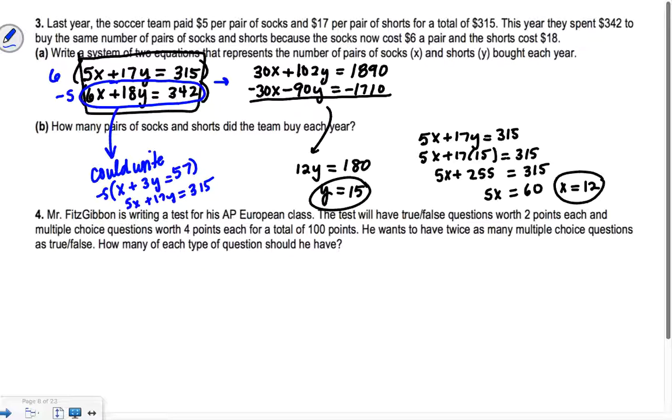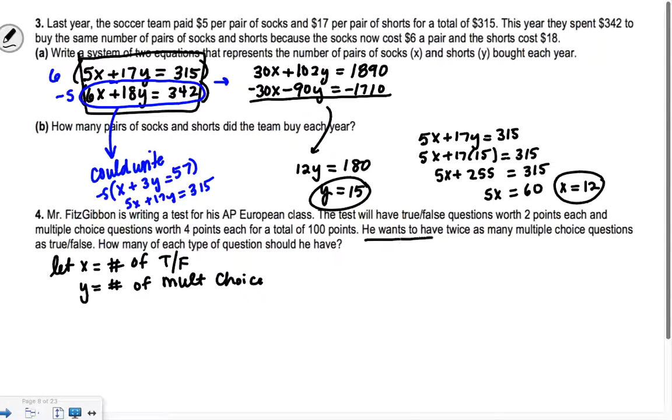All right, so Mr. Fitzgibbon is writing a test for his AP Euro class. The test will have true-false questions worth 2 points each, and multiple choice questions worth 4 points each, for a total of 100 points. He wants to have twice as many multiple choice questions as true-false. How many of each type of question should he have? Okay, so let's let x equal the number of true-false and y equal the number of multiple choice.